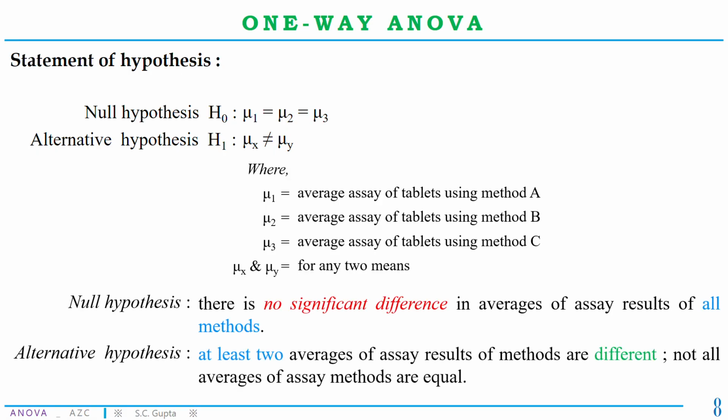Null hypothesis is there is no significant difference in averages of assay results of all methods. Alternative hypothesis is at least two averages of assay results of methods are different. We can also say not all averages of assay methods are equal.